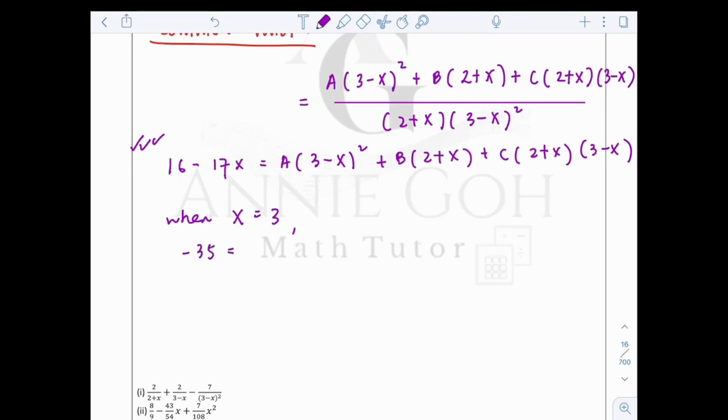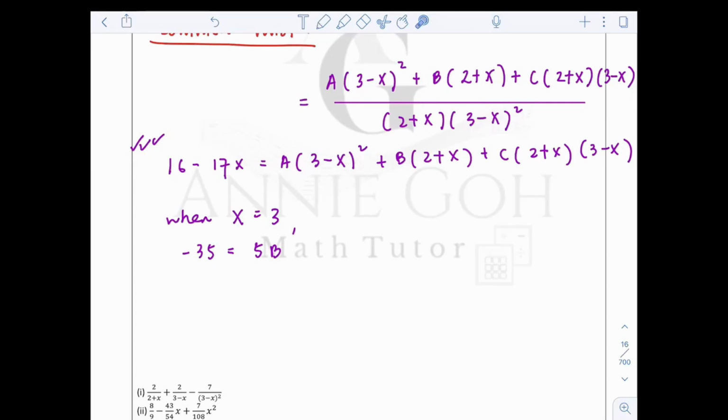And for the right hand side, when you sub in x equals to 3 into this factor, it becomes a 0. 0 multiplied with a is still a 0, so the a is gone. Alright, let's look at the second one. 2 plus x. So when I sub in x equal to 3 here, I'll get 5.